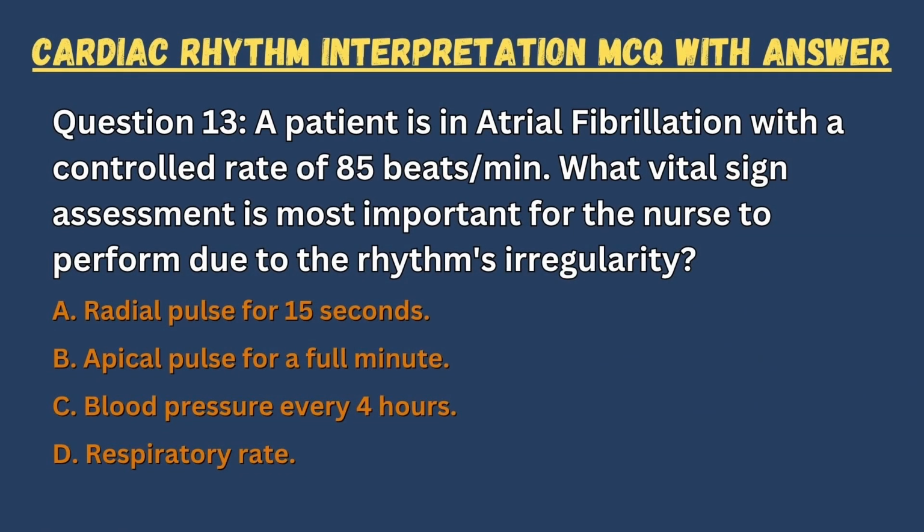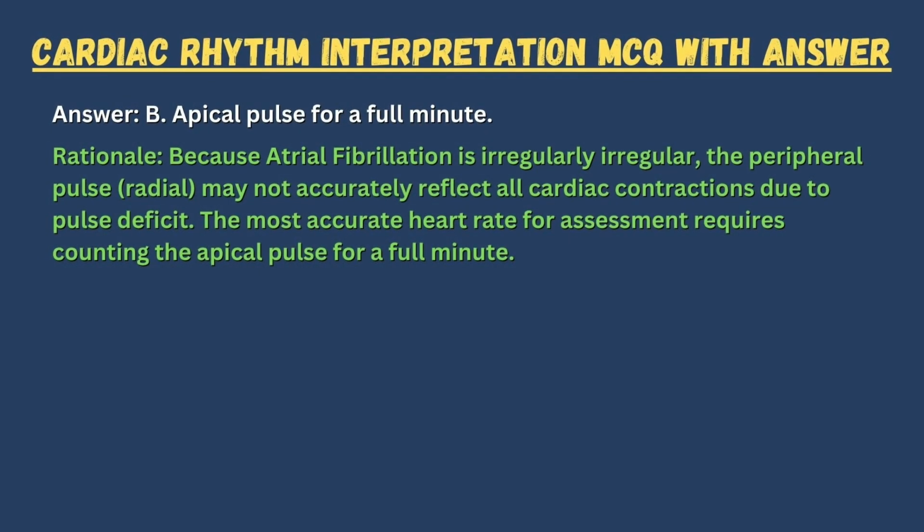Question 13. A patient is in atrial fibrillation with a controlled rate of 85 beats per minute. What vital sign assessment is most important for the nurse to perform due to the rhythm's irregularity? A. Radial pulse for 15 seconds. B. Apical pulse for a full minute. C. Blood pressure every 4 hours. D. Respiratory rate. Answer: B.